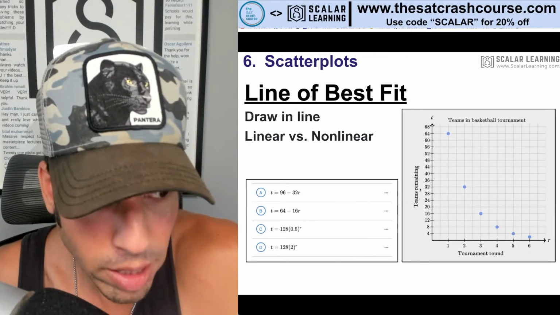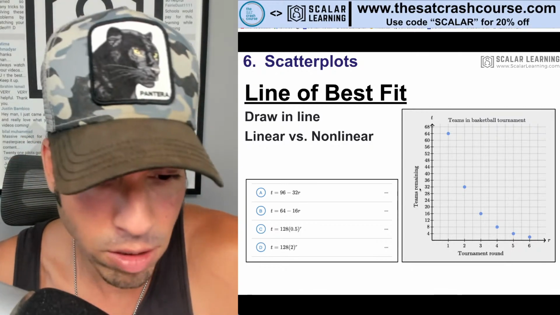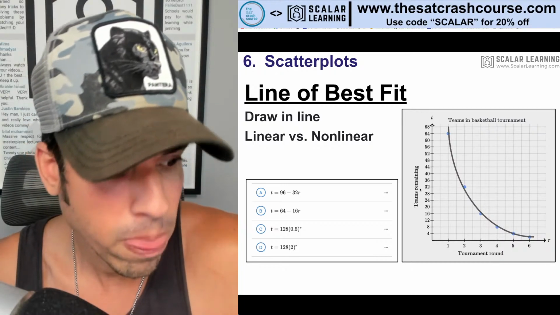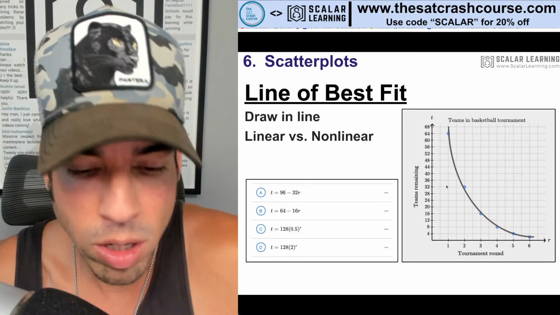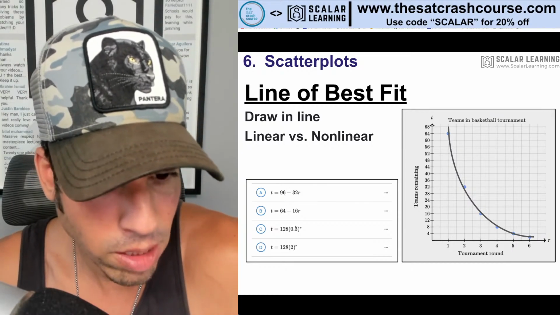So in this one, you'd have to draw in a line of best fit. You can clearly see it doesn't look linear. It's more like exponential. And then if you're like, hey, what is this line of best fit? You can look at these options. A and B are linear. That doesn't make sense. It's got to be exponential.